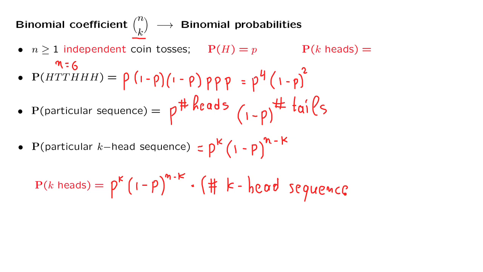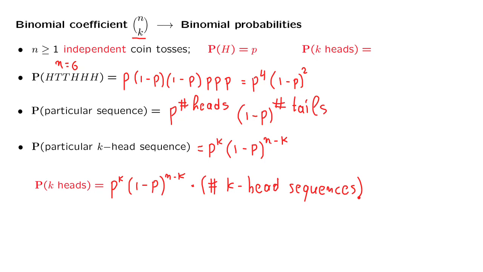Now, the reason why we can carry out this argument is the fact that any k head sequence has the same probability. Otherwise, we wouldn't be able to write down an answer which is just the product of two terms. But because every k-head sequence has the same probability, to find the overall probability, we take the probability of each one of them and multiply it with the number of how many of these we have.